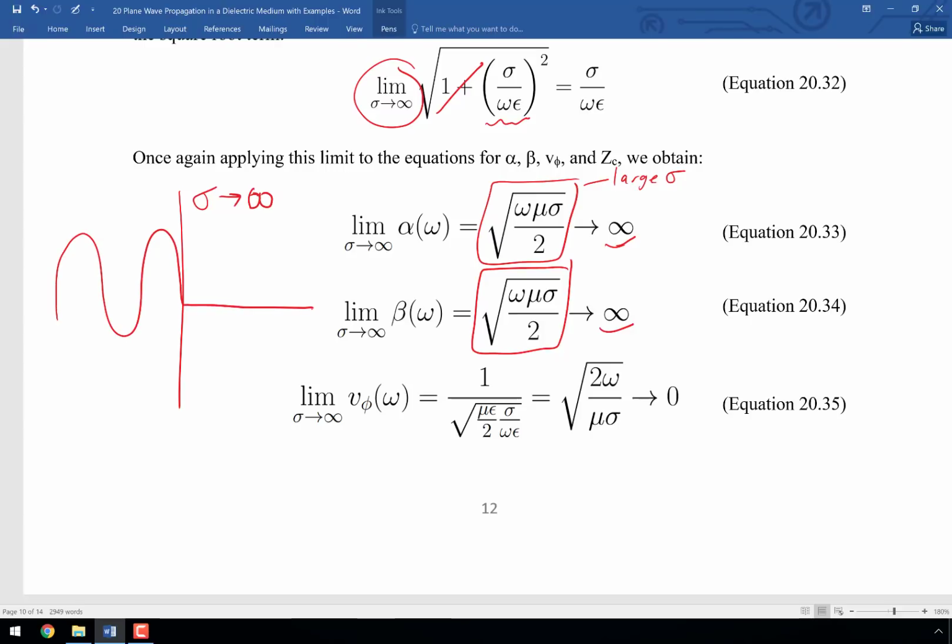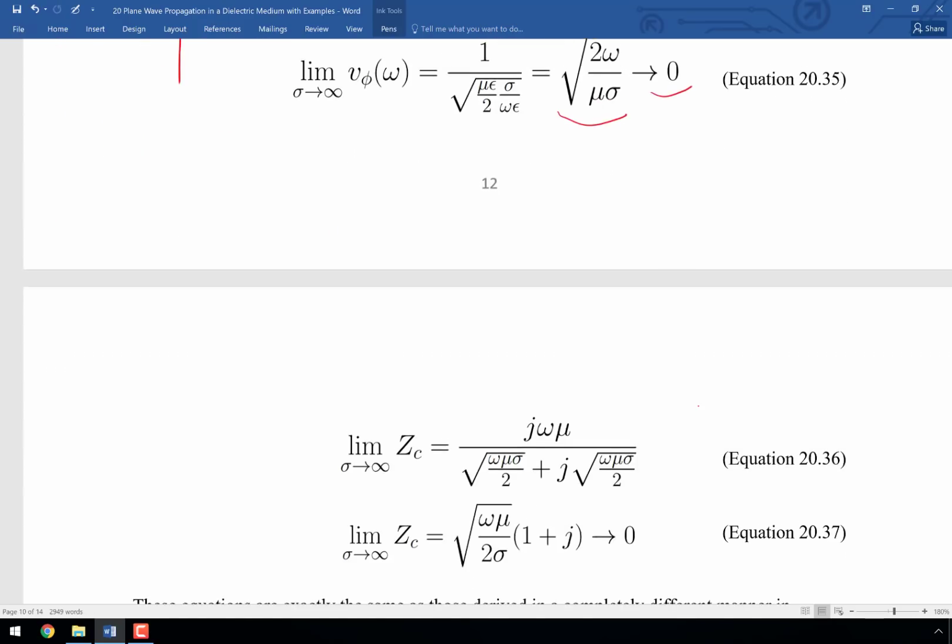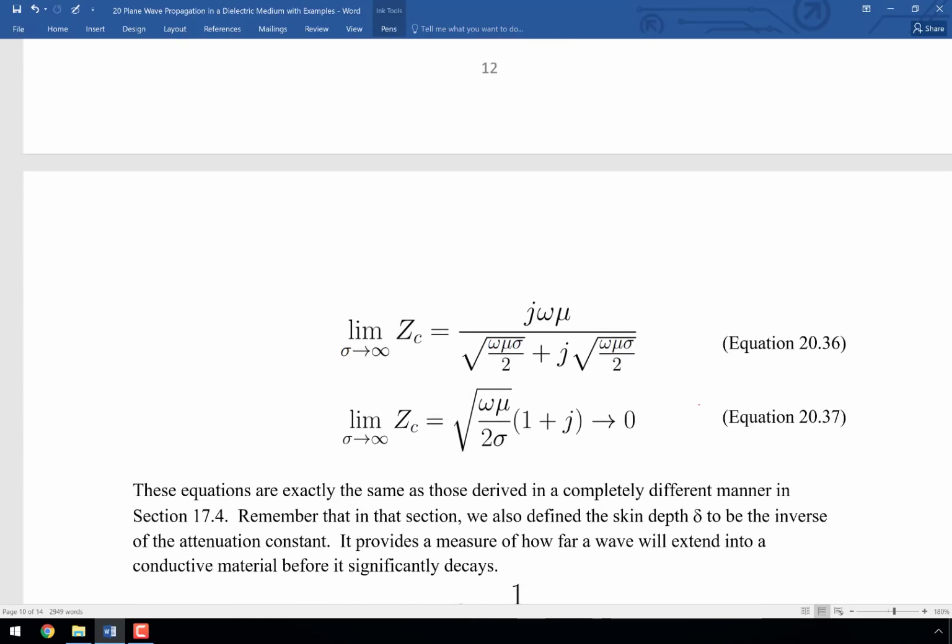Absolutely none of the wave can penetrate in because the exponential decay occurs instantaneously. The phase velocity works out to be the square root of 2 omega over mu times sigma, and because sigma is going to infinity, that also goes to 0. So that actually makes sense, that the wave is not propagating because there is no wave left to propagate. And then the characteristic impedance also goes to 0.